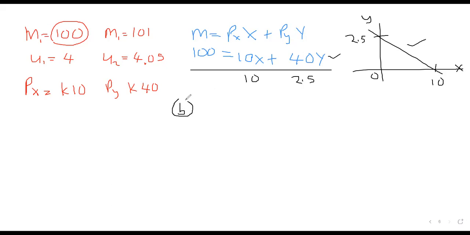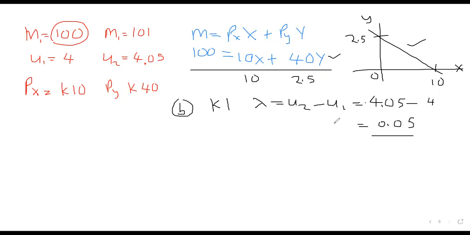Part B, what is the impact of the 1 kwacha increase in income? The impact is the Lagrange multiplier, which is the difference between the second util and the first util. So 4.05 minus 4. The difference is 0.05. So a 1 kwacha increase in income will result in a 0.05 increase in satisfaction. So this is what we have here.